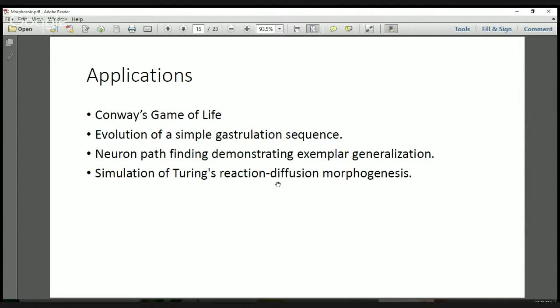Lastly, yet again, we want to compare this to well-known system things that have been done in morphogenesis, and Turing's 1951 paper is certainly a landmark paper, which is the reaction diffusion morphogenesis.